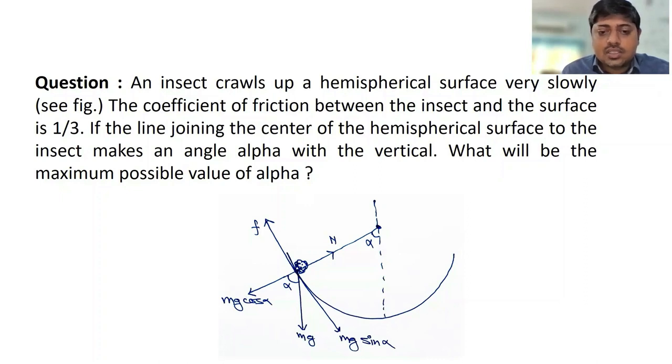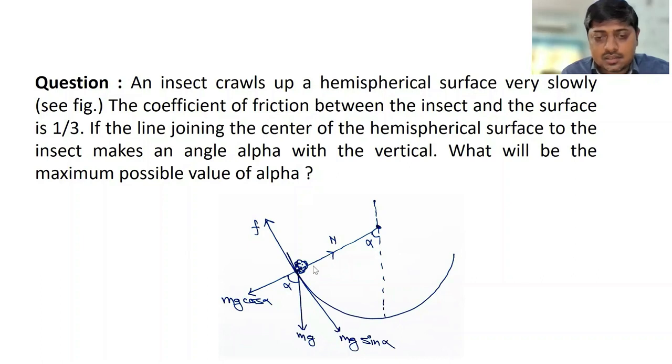So let's first try to understand this problem with the figure as given. Here is the hemispherical surface, and there is an insect as shown in the figure. It is trying to climb up. It's crawling up. So at any given position or any instant of time, multiple forces will be acting on this insect. We can see there will be a force normal to this surface. This is a reaction force, given by N here.